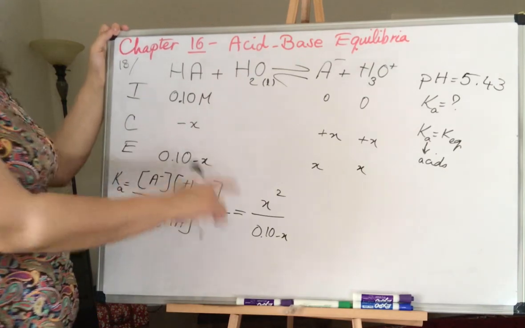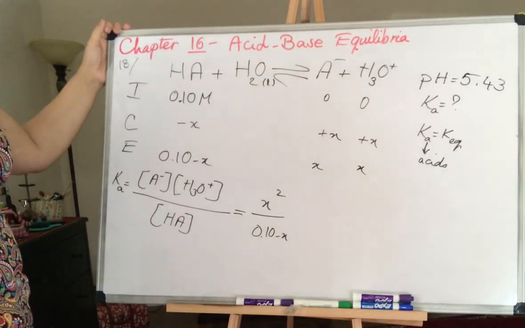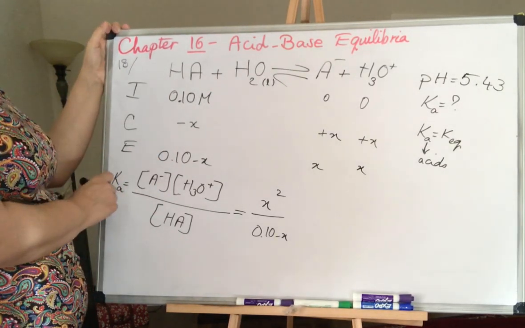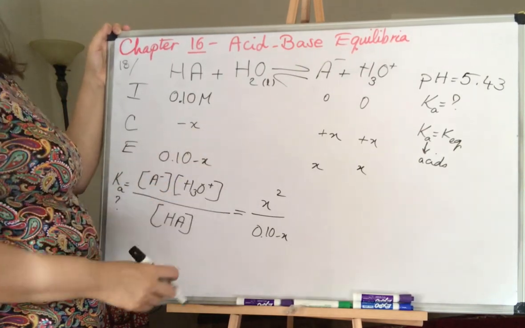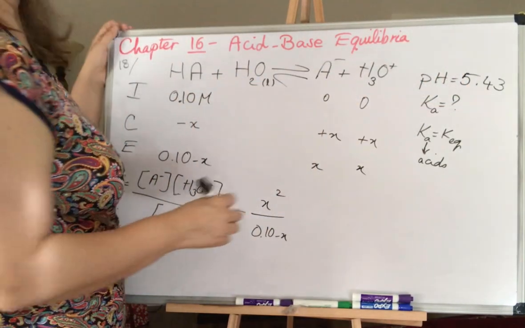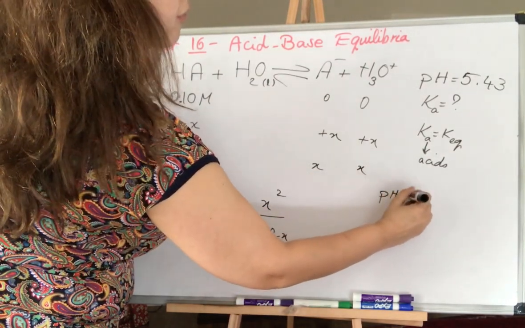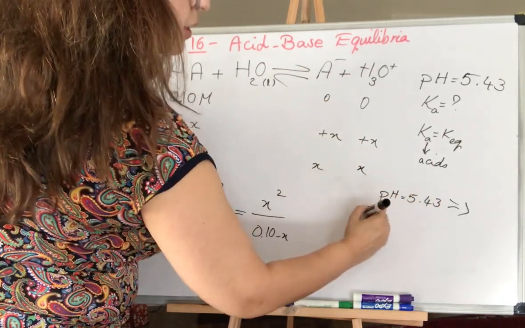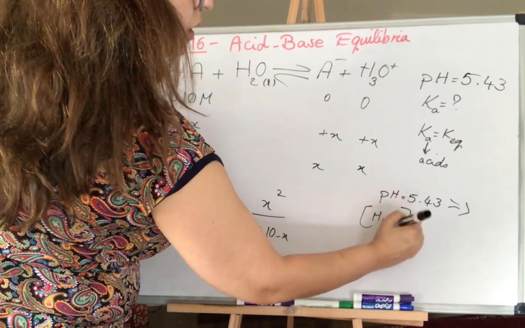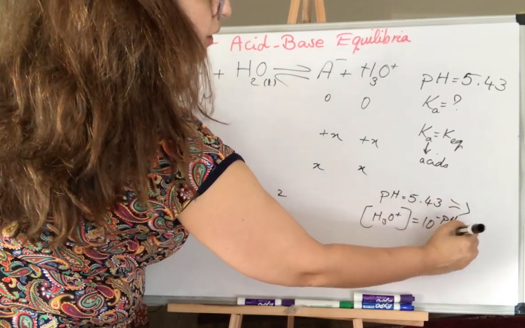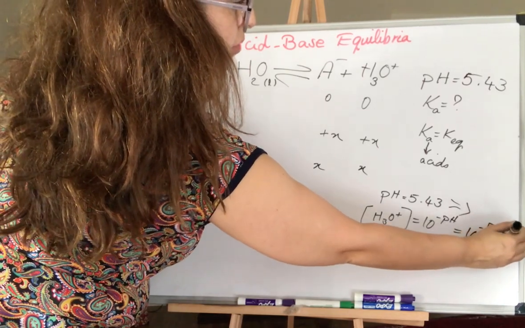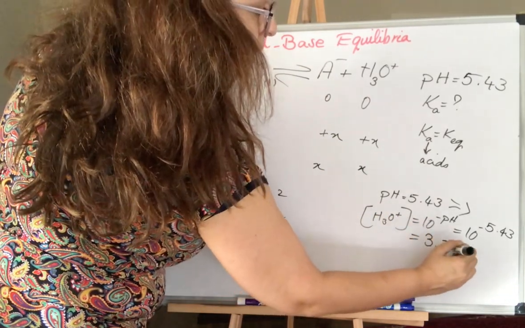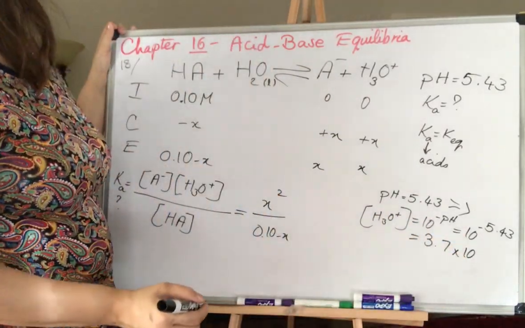But it seems like we have two unknowns, so let's find out how we can work on one of them, because we need to solve for Ka, so we must have X. In the question it says pH is 5.43. When pH is 5.43, how would you calculate the concentration of H3O from pH? Concentration of H3O is 10 to negative pH, right? It is 10 to negative 5.43. So you will find this concentration as 3.7 times 10 to negative 6.